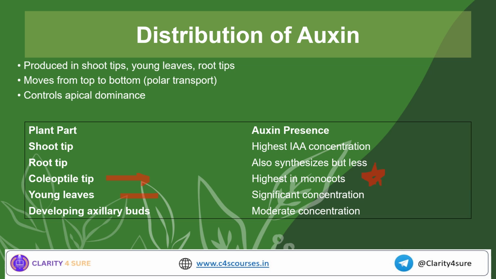So next is young leaves. Young leaves have a significant concentration, not very less, but a moderate amount. Then developing axillary buds also have a moderate amount of concentration. So in this way we have discussed the distribution of auxins here.